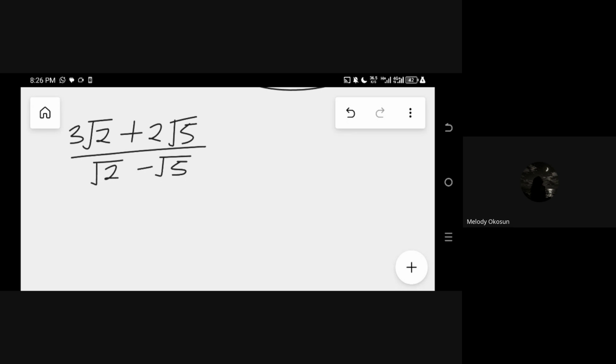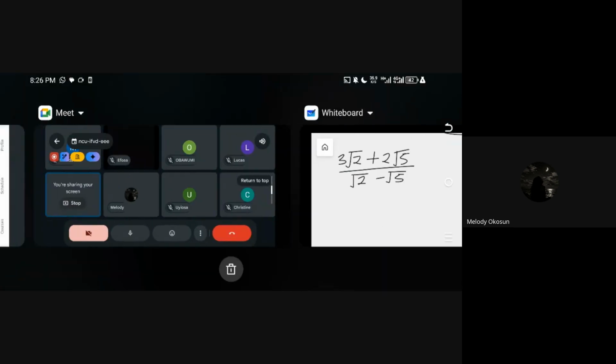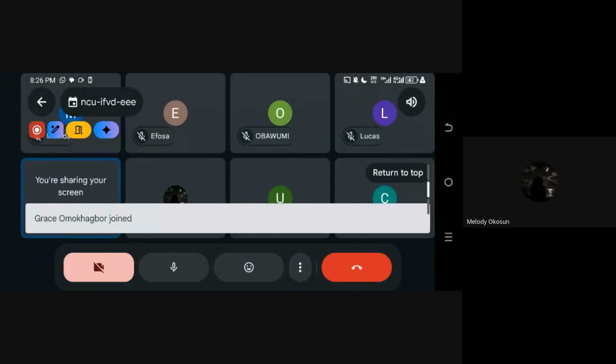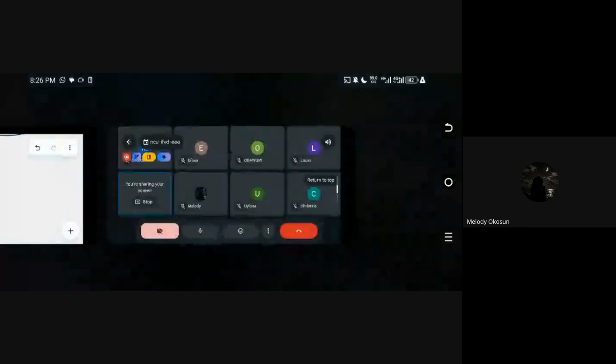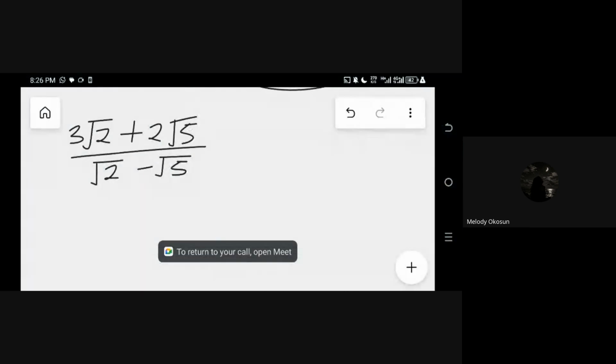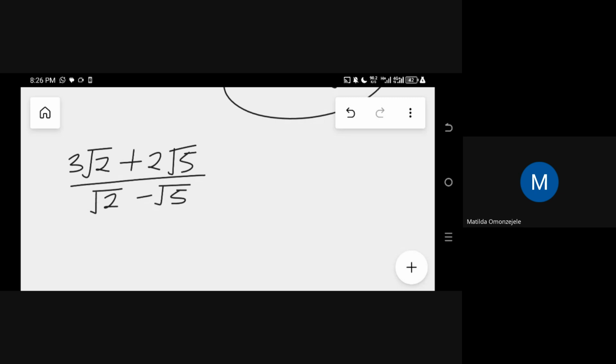So first question goes to Matilda. Matilda, please unmute your mic. What is the conjugate we should use to multiply the top and the bottom here? It would be root 2 plus root 5 to multiply the top and the bottom.